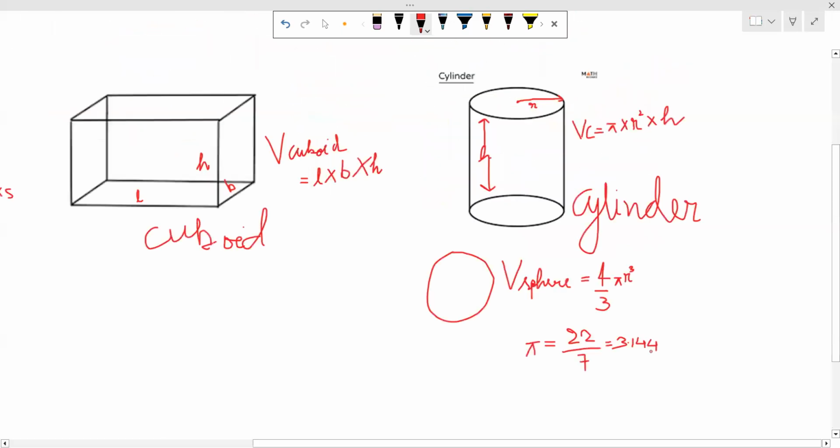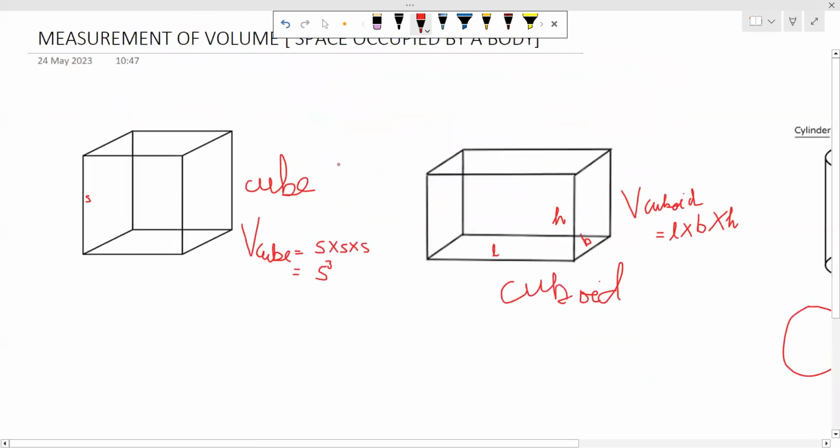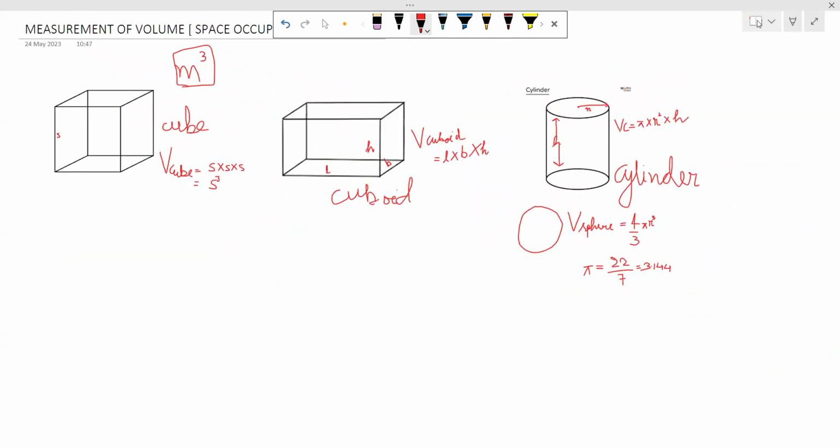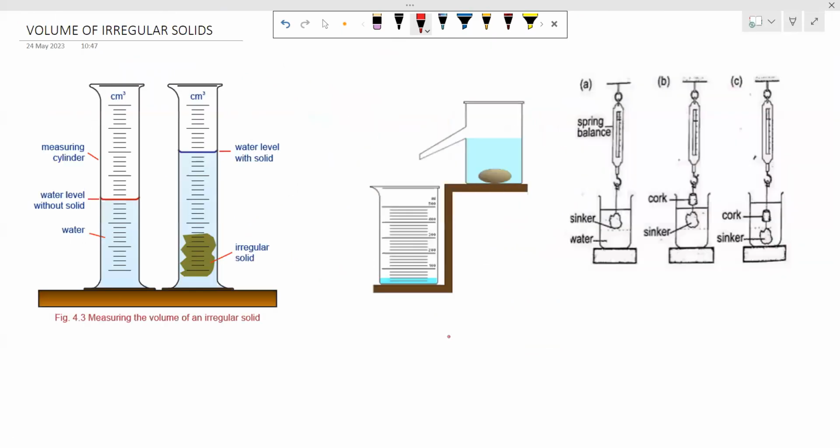What is the SI unit, the international standard unit for volume? Length into length into length means meter cube. Meter is multiplied thrice, so it will be meter cube. Now, these are the regular solids. But what if irregular solids come?